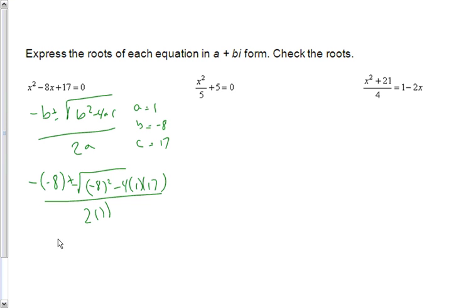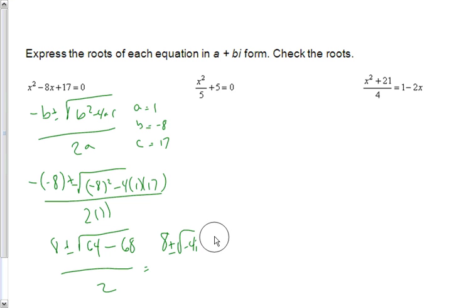Negative negative 8, well, that's positive 8. Plus minus the square root. 8 squared is 64. Negative, oh, that's negative. Alrighty, let's do this. 4 times 17. How about 2 times 17? That's 34. Well, I've got two of those, so that's 68. And that's all over 2. Cleaning that up, that is 8 plus minus the square root of negative 4. Negative 4. No i's yet.